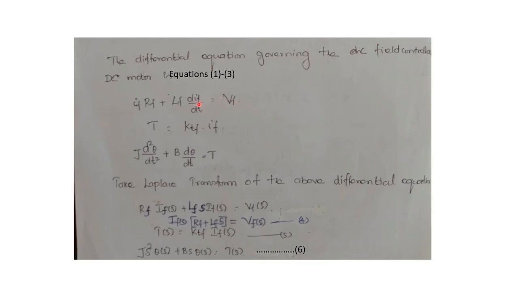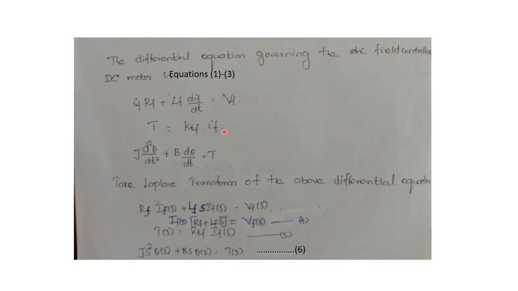If you are finding the Laplace transform of the first equation, this RF and LF will be constant, isn't it? So we can take them outside. IF is nothing but i suffix f, the current, which is a function of time. So after finding the Laplace transform, it is capital IF of S. Now LF is constant. Laplace transform of d by dt will be S. Then Laplace transform of this IF is capital IF of S. From the left side we can take IF of S as common. Then we can write the remaining terms, that will be equal to VF of S. That is equation number 4.